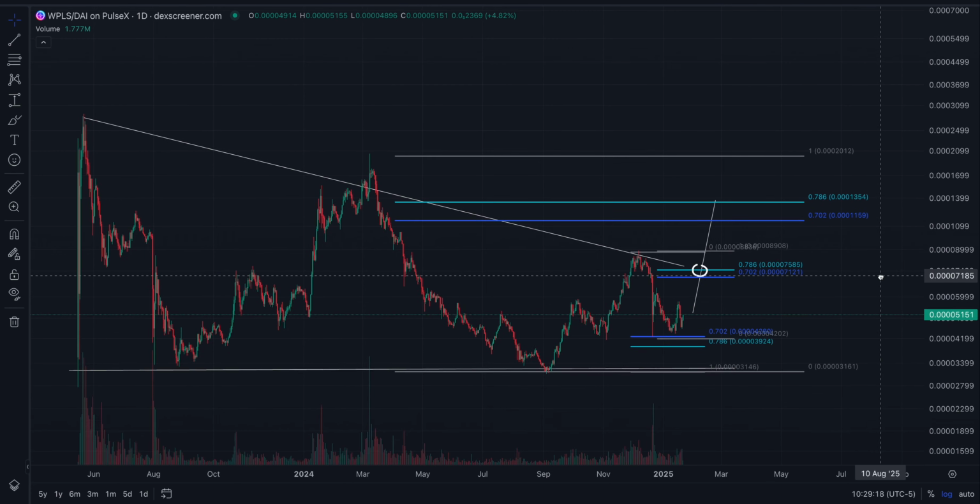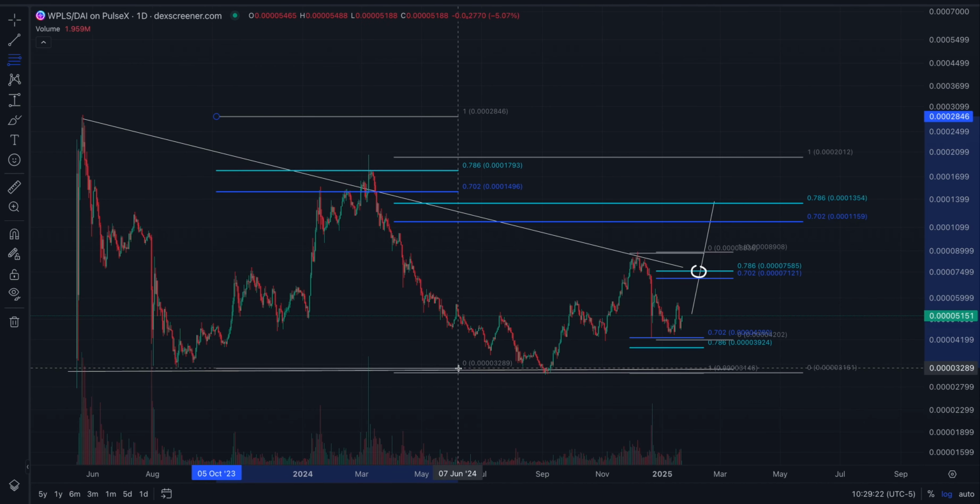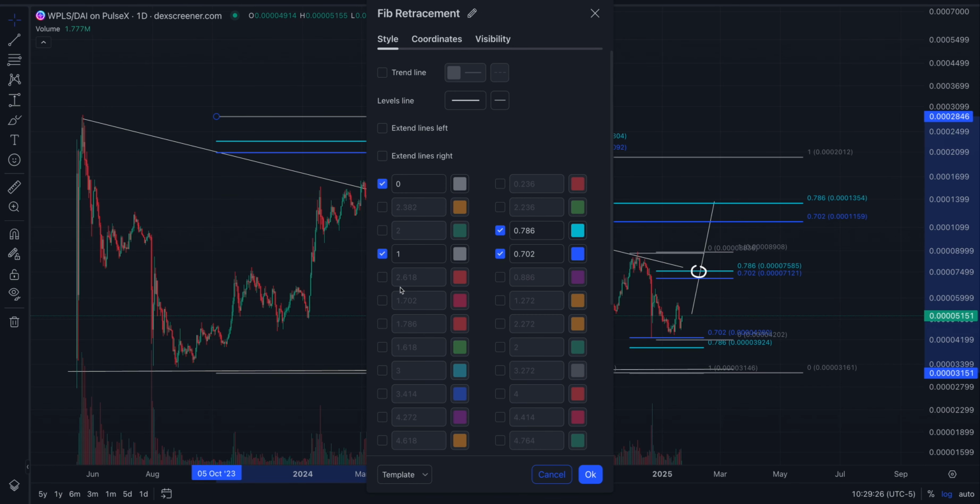And in order to find the targets, we would be doing the same thing as PLS. Sorry, the same thing as PulseX. We would want to take a look at the most conservative targets.